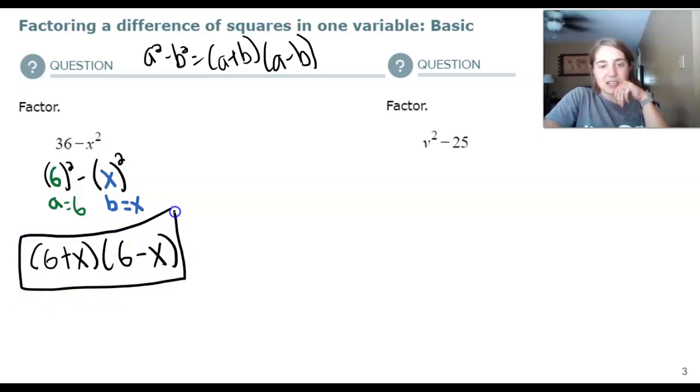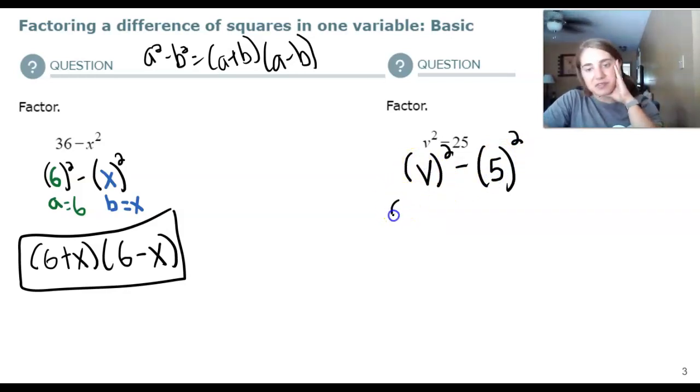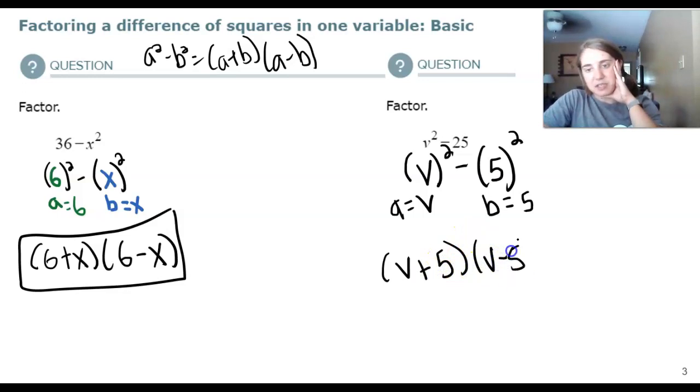So you guys look at the next one and see if it is the pattern of something squared minus something squared. So we can write this as something squared minus something squared. This would be 5, and that would be v. So a equals v, b equals 5. So I do the a plus b, a minus b.